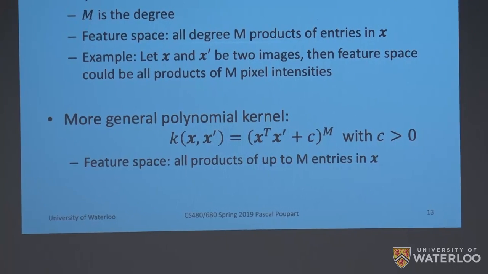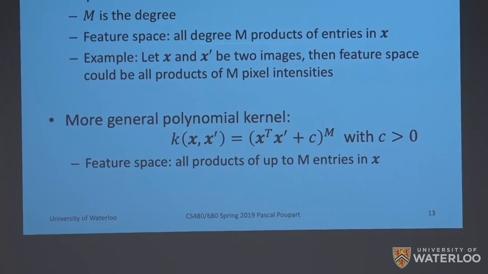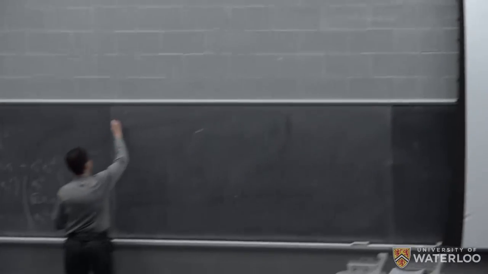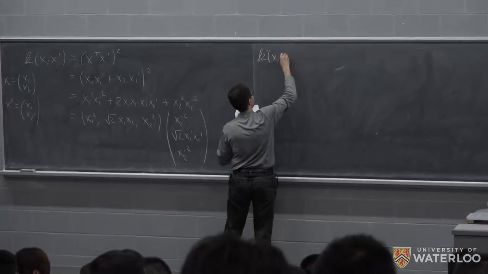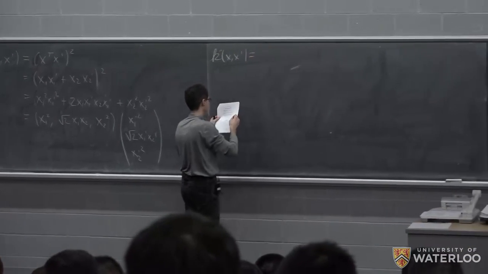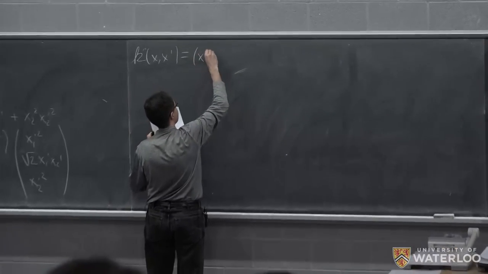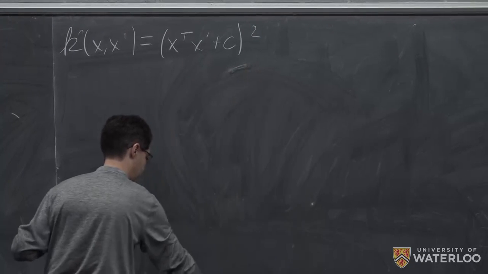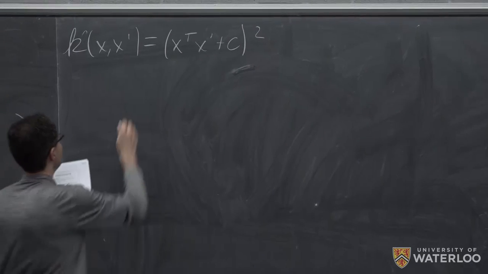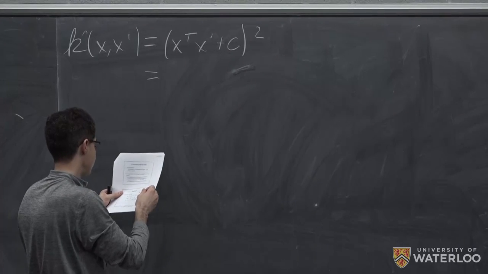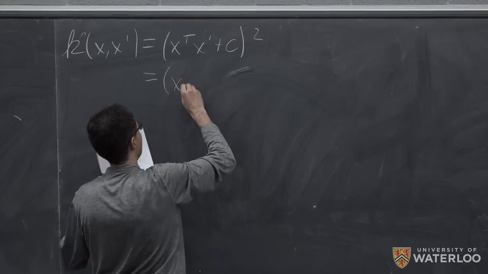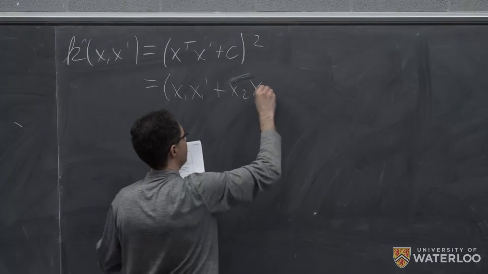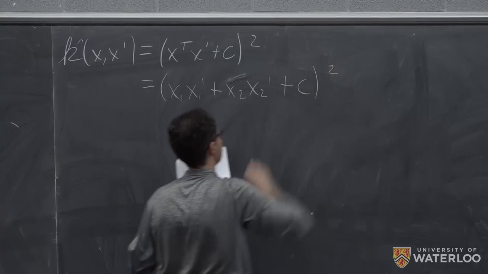Okay, so just to make this concrete, I'm going to write on the board as well what this corresponds to. And this should become clear. So if I define my kernel to be x transpose x prime plus c, squared, this will correspond to x1 x1 prime plus x2 x2 prime plus c, squared.